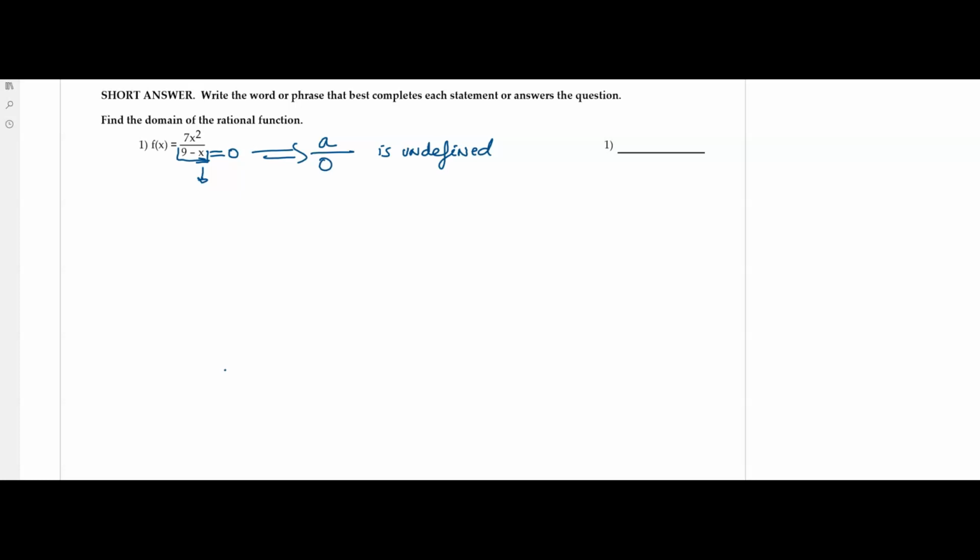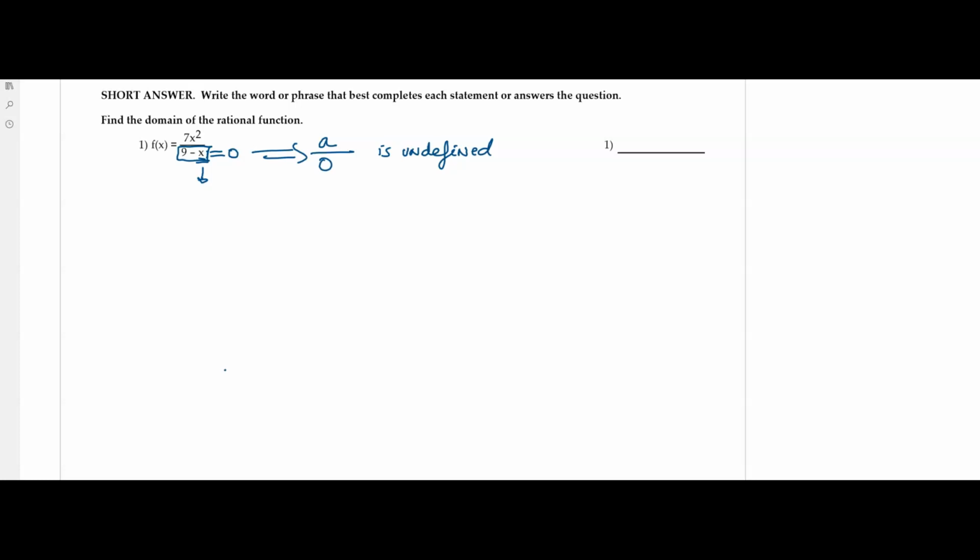It's only that value. There's no other values that's going to make this rational function undefined. It does not matter for the numerator. The numerator could be 0, 9, 1 million, negative 1 billion. It does not matter. The numerator does not have an effect or impact on how the rational function is going to be undefined. Okay? So our sole focus should be on the denominator.